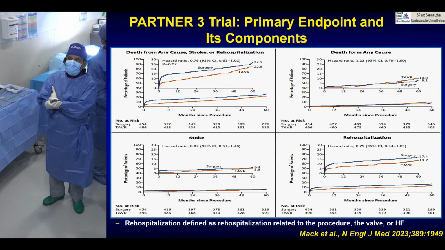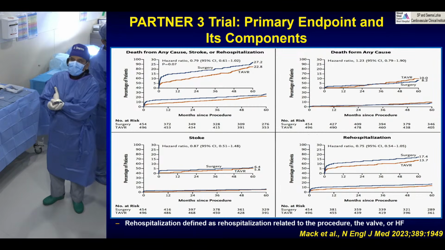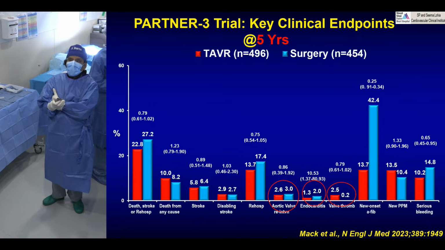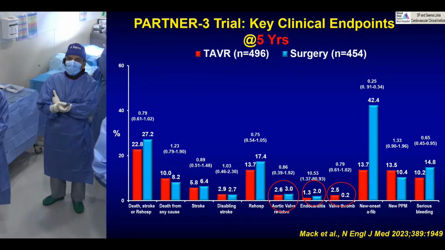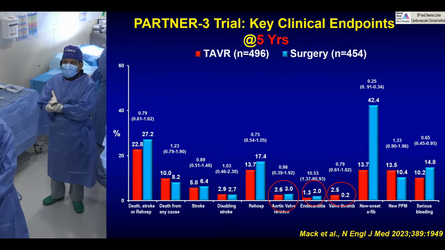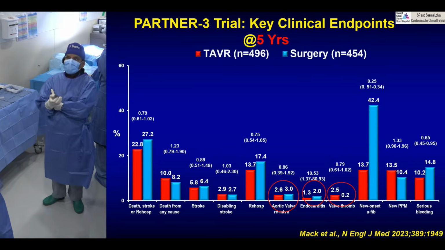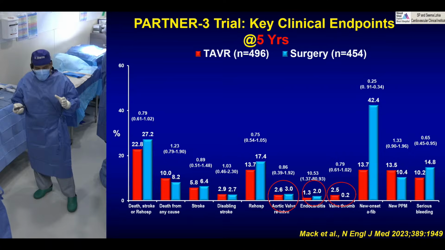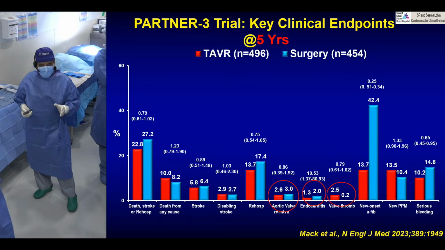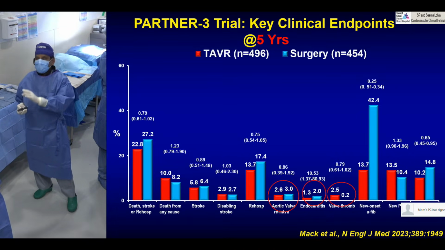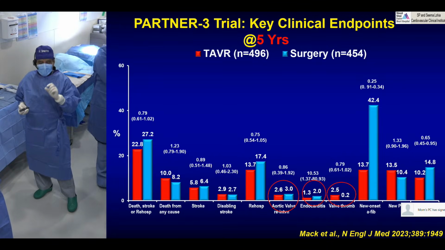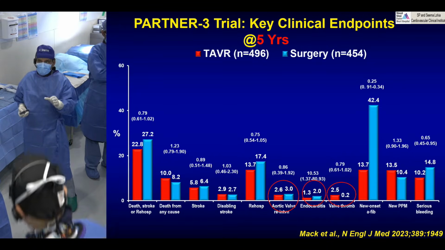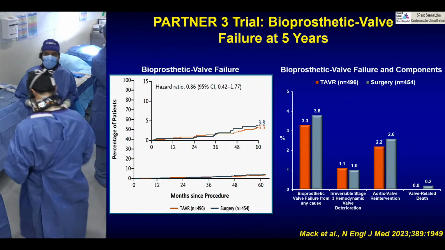Then the PARTNER 3 trial, we all know that 5-year outcomes again were identical. But more importantly, if you take the individual valve-related issues, aortic valve reintervention, endocarditis, valve thrombosis were identical between TAVR and surgery. So just to say that when valve degeneration occurs, we know with the 5 to 10 year data now, in various randomized clinical trials, the type of valve degeneration is similar between surgery and TAVR.